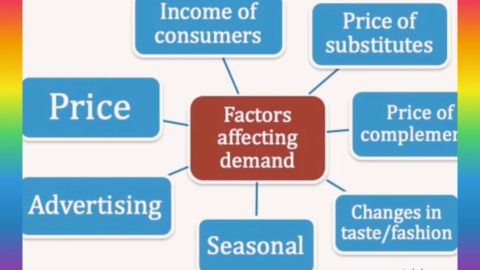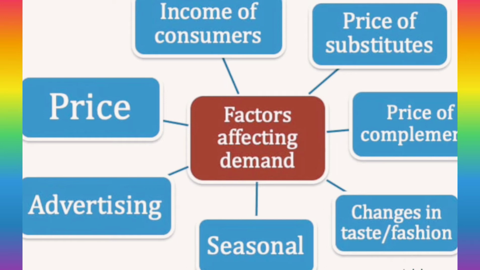Other factors are price of related goods. The demand for a commodity depends not only on its own price but also on the price of related goods. If a change in the price of one good affects the demand for another, it is called cross demand. We would say that these two goods are related.